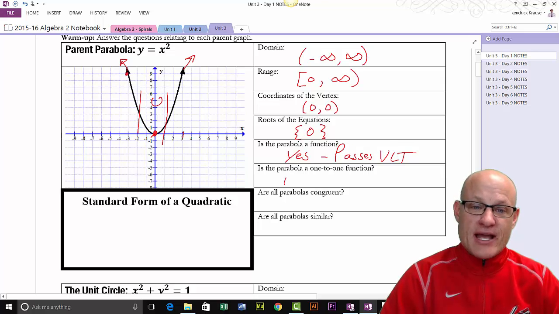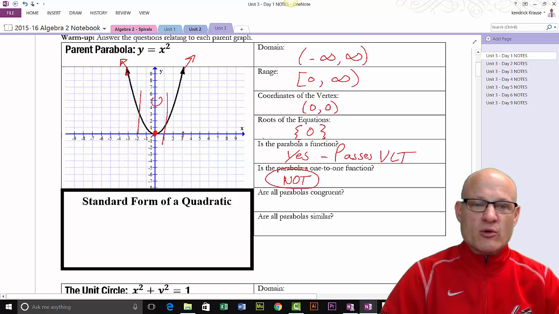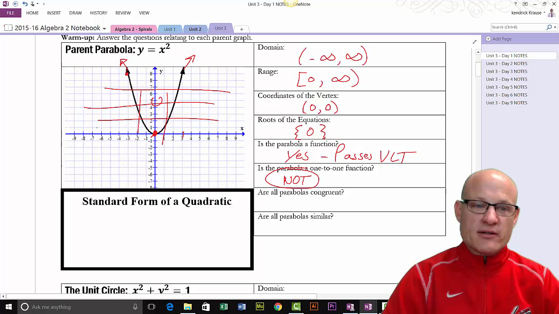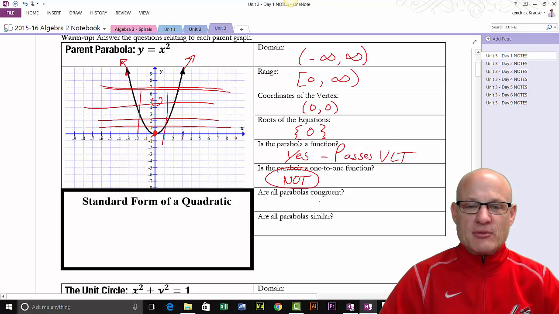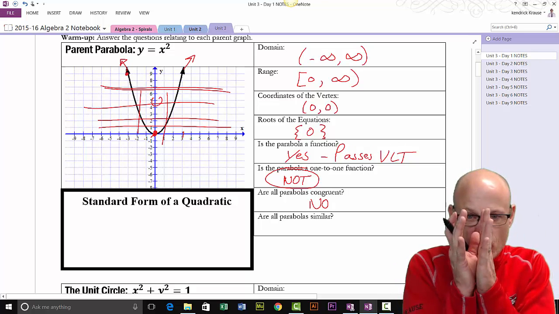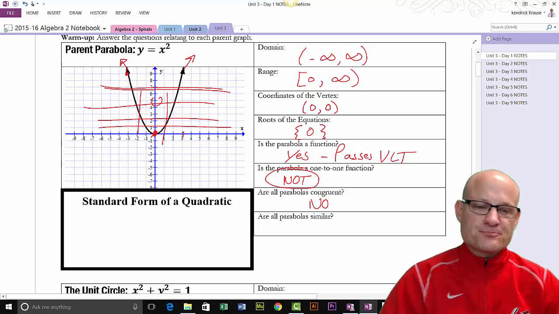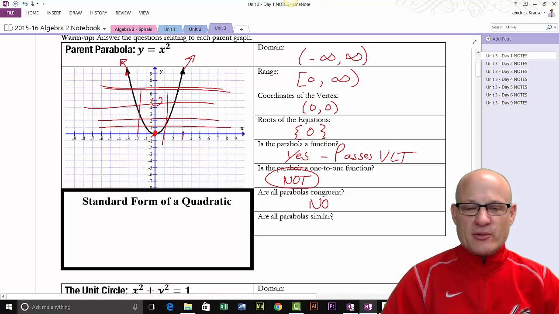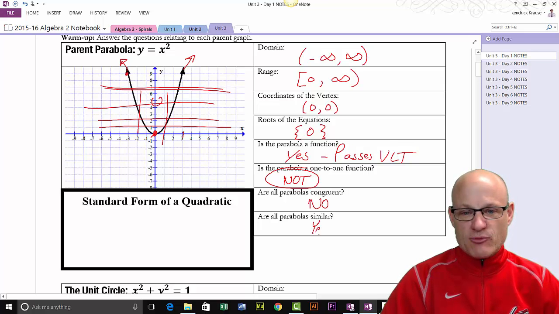Is the parabola a one-to-one function? Absolutely not. No way is the parabola an absolute value function or a one-to-one function, because it fails, of course, the vertical line test repeatedly. Are all parabolas congruent? That means they have the exact same shape and size. Heck no, right? We throw a number in front, whether it be a fraction or a number larger than 1, it's going to get steeper or wider. So, no. And are all parabolas similar? That's a difficult question. Do they all have the general same shape? Yes, they all have the same general shape. So, okay, we'll say it's similar.